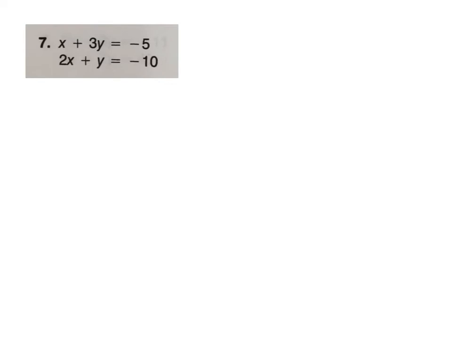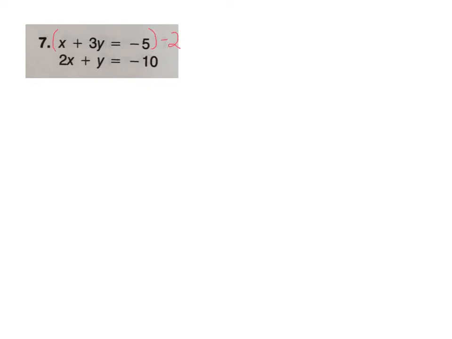So this is our second example of solving a system of equations by elimination. Okay, again we need to ask ourselves which variable we want to eliminate. If I were to eliminate the x, I'd need to multiply the top equation by what? Negative 2. So that's what I'm going to do. I'm going to multiply the top equation by negative 2.